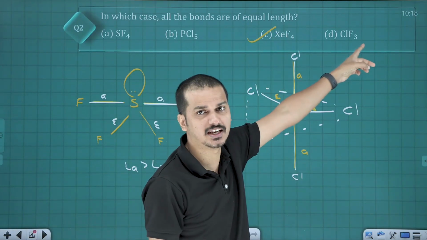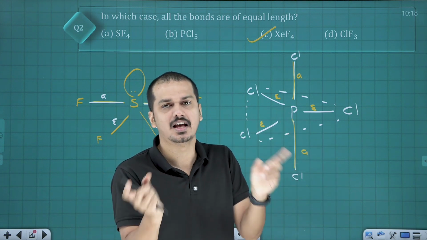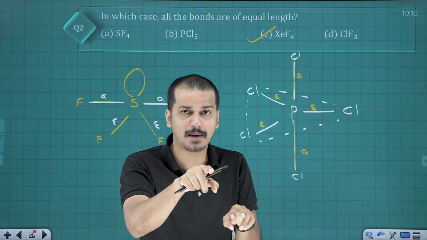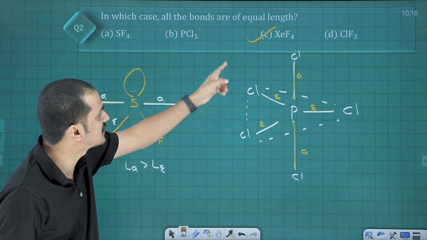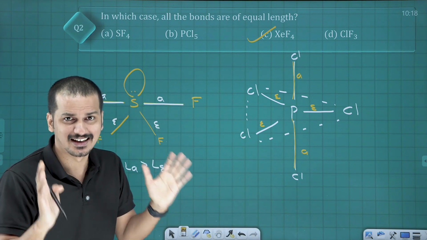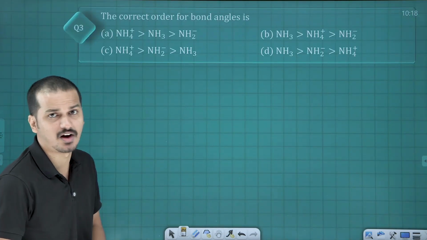What about ClF3? ClF3 has which shape? They have a bent T shape. They also have axial and equatorial bonds, derived from trigonal bipyramidal. The equatorial length is different, so the answer is C. Okay, clear? Ready? Yes, we can move to the next question, dears.